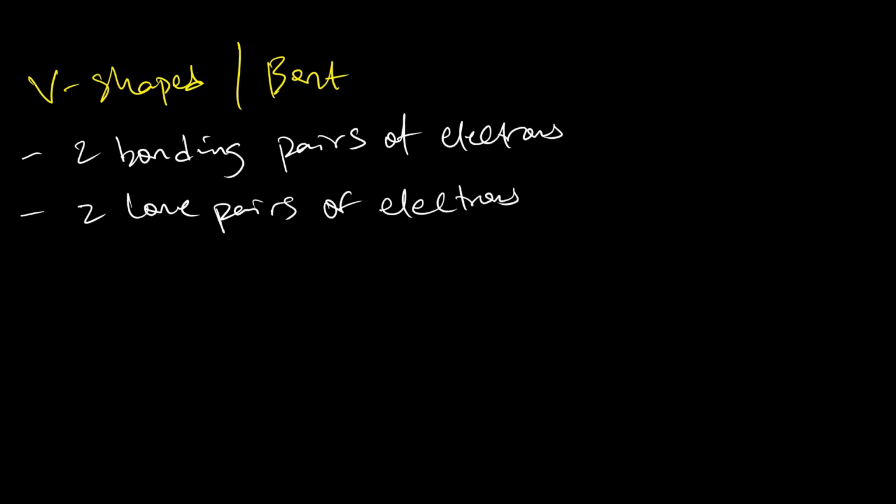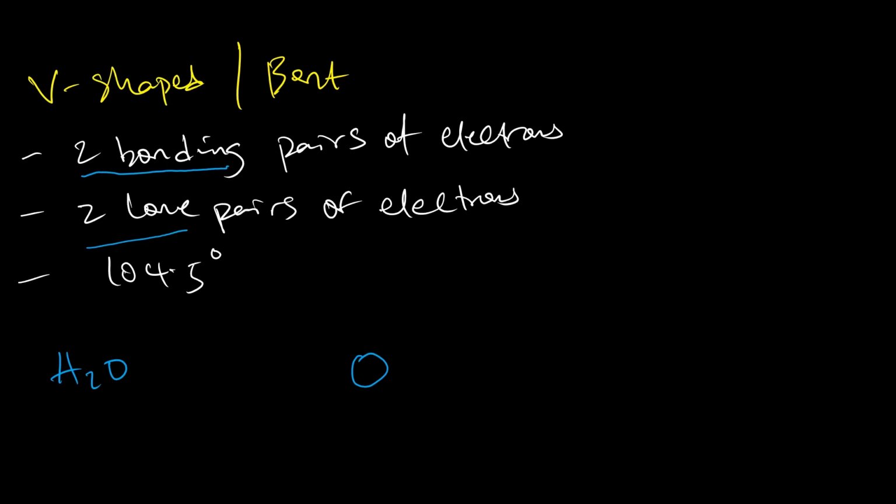And two lone pairs of electrons. And the shape of these molecules is 104.5 degrees. That can be found in water, H2O. In water, the center atom is oxygen, right? Now, remember we said that it contains two bonding pairs and two lone pairs.